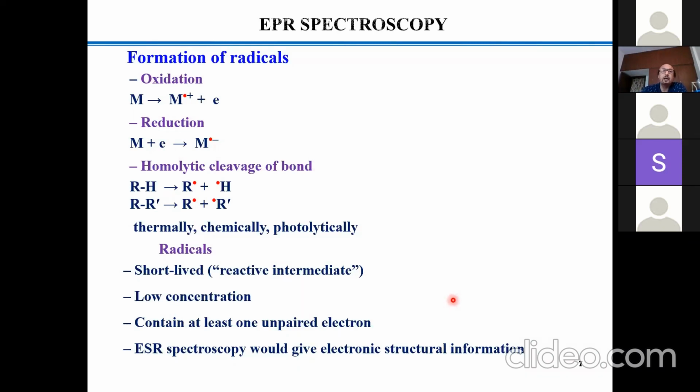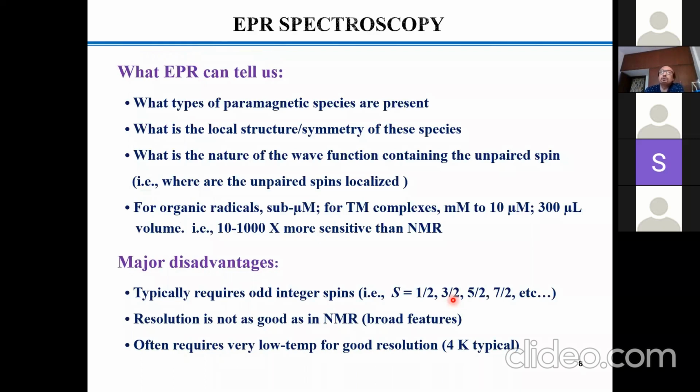Now, what information could we get out of EPR? There are two ways to understand it. One is from the physics point of view. If you go from the physics angle, then wave functions and all sorts of things you can get out of these experimental techniques. But as chemists, we only try to understand the electronic features of those paramagnetic molecules.